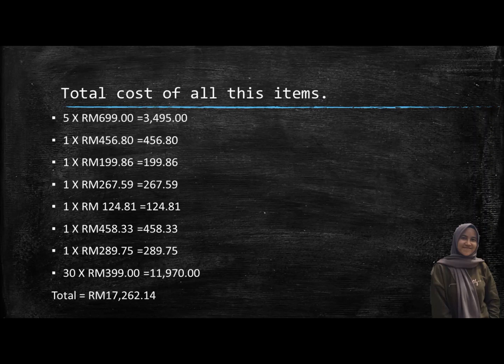Finally, we can conclude that the total cost of all the items is 17,262 ringgit and 40 cents, which we have saved 2,737 ringgit and 86 cents.